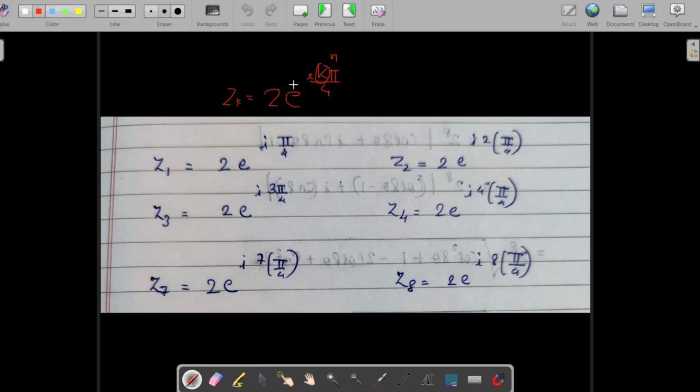But since we have done this, we have reduced this one variable, because when we put k is equal to 1, you get z1 is equal to 2 into e raised to the power i pi by 4, that is e^(i pi/4), and so you will get this point. Similarly, when you put k is equal to 2, you will get this point, then this point, then this point straight away.